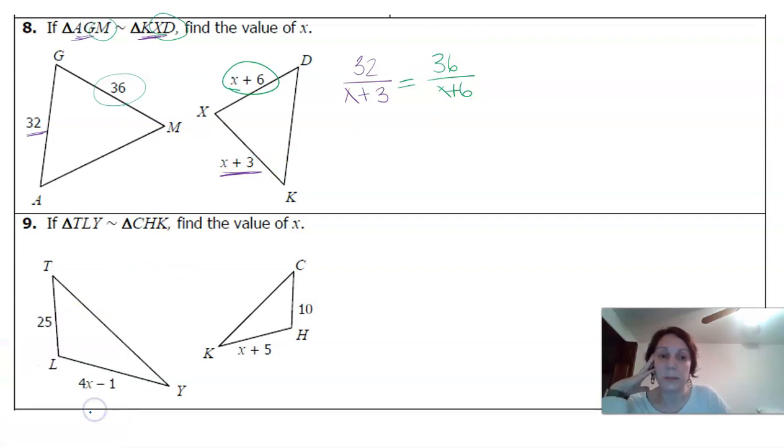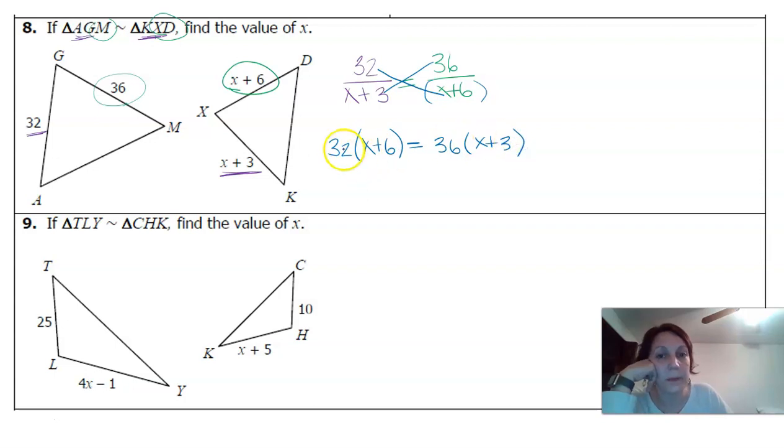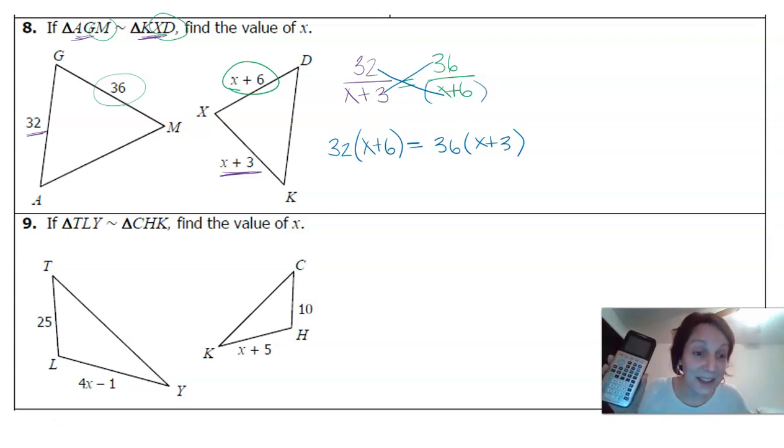So I wanted to go over the setup with you, but also go through how to solve it again because it looks intimidating when we get x's in it. So we're going to do a cross multiplication. I'm going to take this 32 and multiply it by x plus 6. Note my use of parentheses because I'm multiplying by this whole quantity x plus 6, and therefore I'm going to have to distribute. And then I'm going to do 36 times x plus 3 on this side. Okay. So now what I have is an equation.